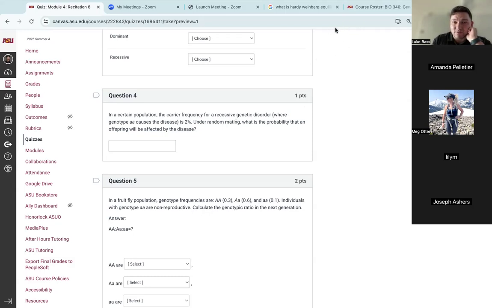So you would have to assume that the frequency of, man, I don't know actually. Possible there's no AA right now. Like, are you saying there's no homozygous recessive individuals?